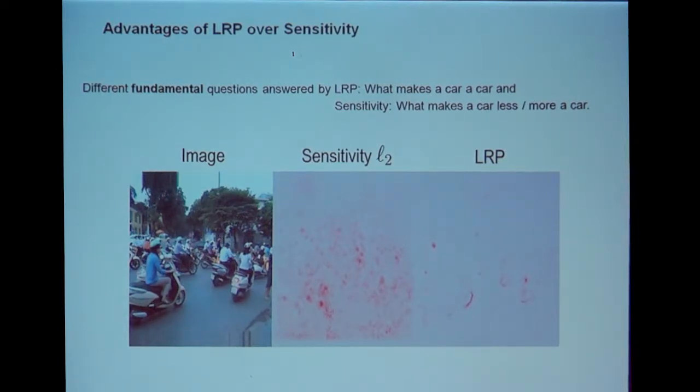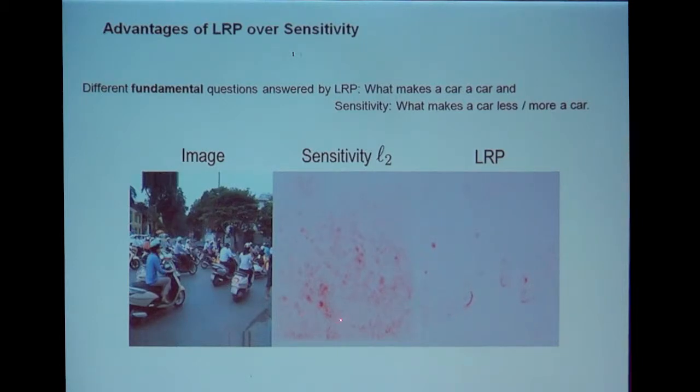Okay, so if you want to understand the difference between sensitivity analysis and layer-wise relevance propagation, sensitivity looks at the gradient. In other words, it asks the question, if I change a pixel somewhere here on the picture, do I make this more or less a car, if I classify to the car class? In this case, of course, you see scooters. So for this picture, you need to do some transfer learning. So you want to know whether this becomes more or less a scooter, okay?